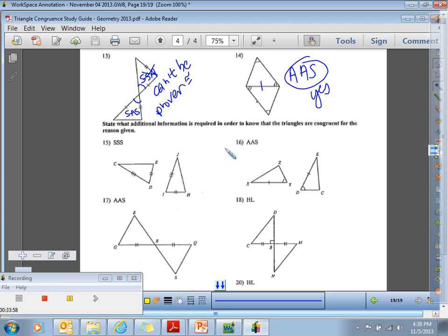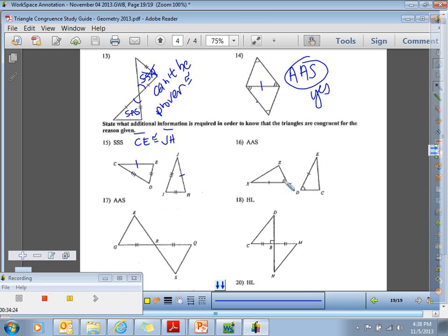Okay, 15 and 16 state what additional information is required in order to know that the triangles are congruent for the reason given. Side, side, side. I need 3 sides. I have one side, two sides, one side, two sides. So I need to know that this side is congruent to this side. So I could say segment CE is congruent to segment, I think it's a J and an H. CE is congruent to JH. That's the other information that I need.